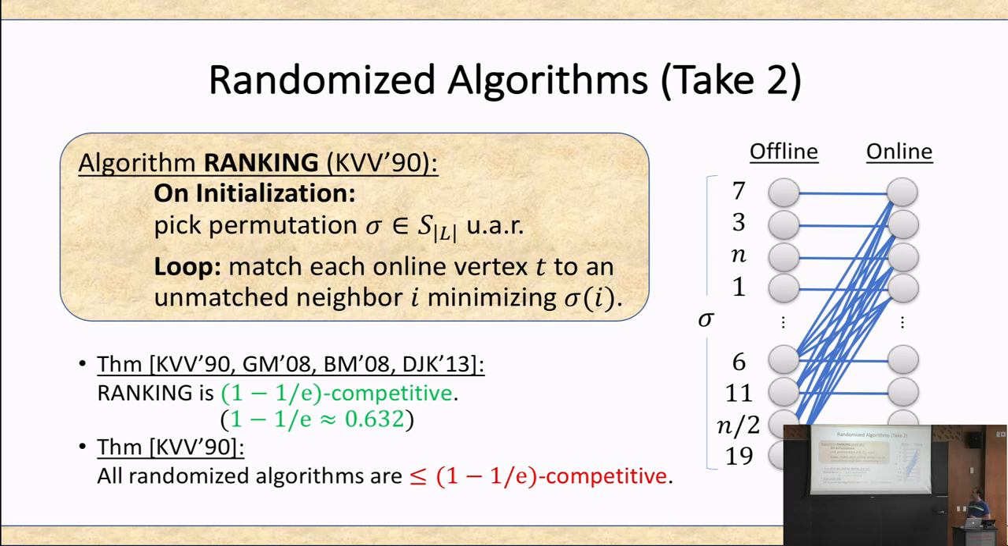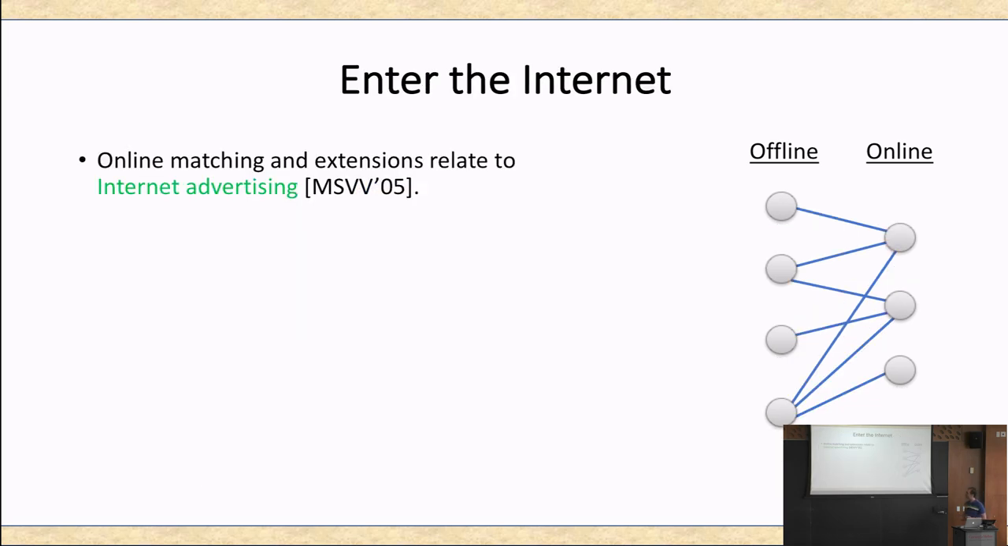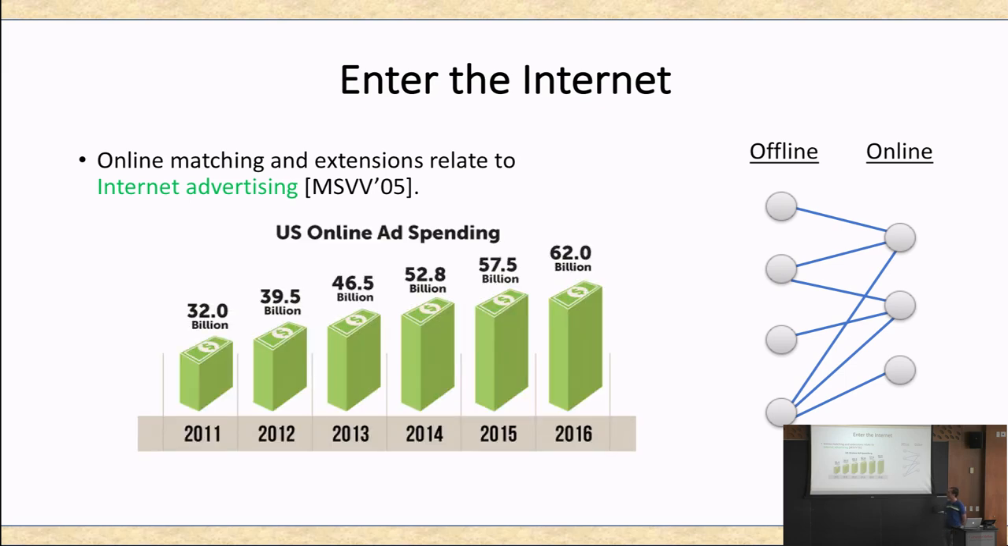All right, that's not quite the whole story. So let's see why we might be a little displeased with this problem. Mehta, Saberi, Vazirani, and Vazirani showed in 2005 that you can relate online matching and its extensions to internet advertising. This is great news because internet advertising is big bucks. I think this plot is a little out of date, and I think this would be close to 70, but regardless, the online ad spending in the US alone in 2016 was over $60 billion. So a lot of money.